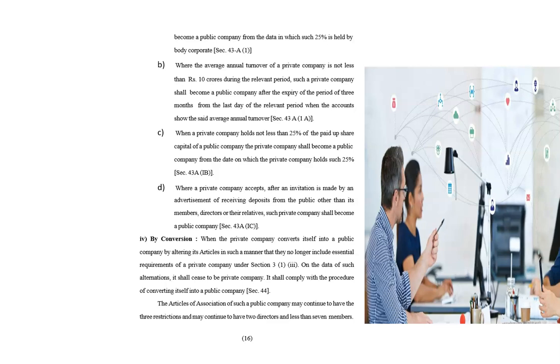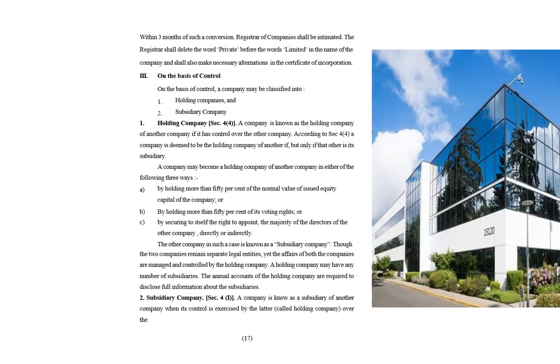Or when a private company accepts an invitation made by advertisement for receiving deposits from the public other than its members and directors, it shall become a public company. When the public starts investing, accepting deposits, giving deposits to the company, the private company is converted into a public limited company. It can also be converted by conversion, right? So the articles of association may have a clause on how it can be converted into a public limited company.